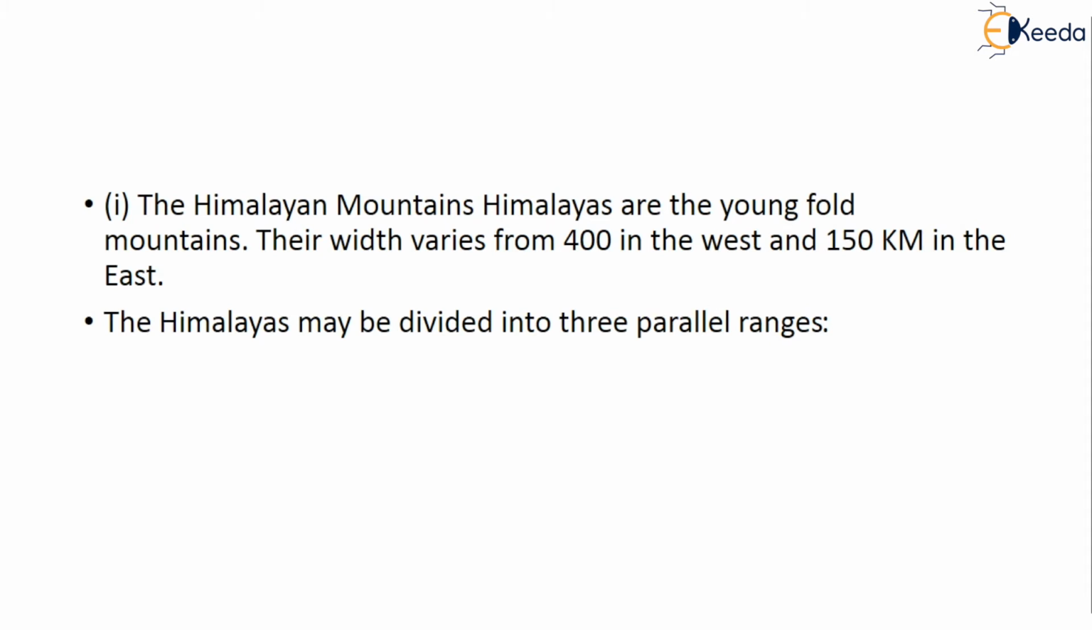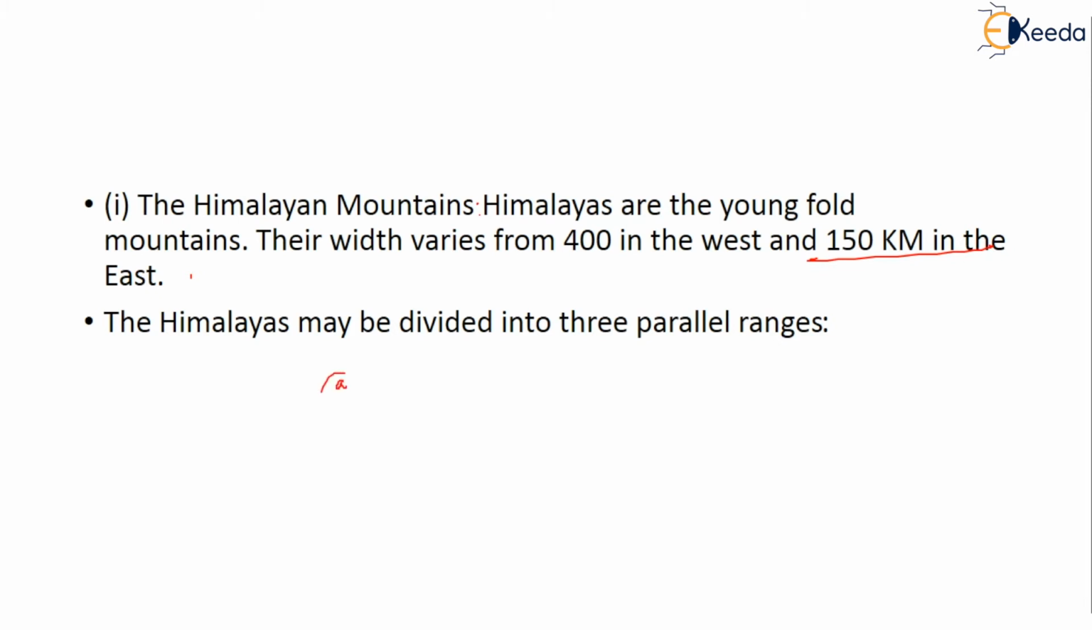Coming to the first variety, that is the Himalayan mountains. These mountains are the young fold mountains, and the width varies from 400 kilometers in the west to 150 kilometers in the east. Also, these mountains may be divided into 3 parallel ranges. What are those? Greater Himalayas or Himadri, Lesser Himalayas or Himachal, and Outer Himalayas or Sivaliks.